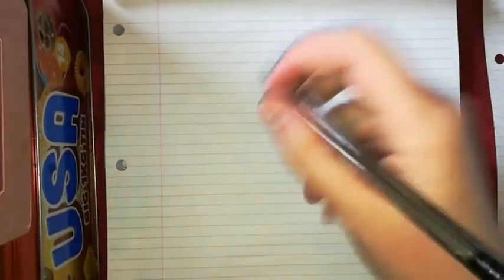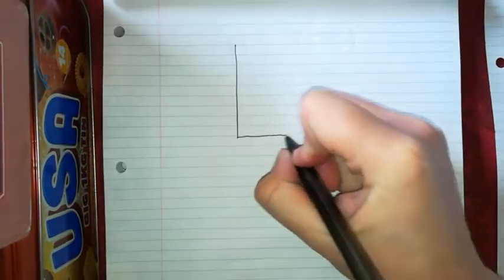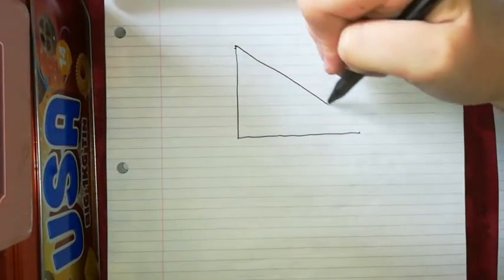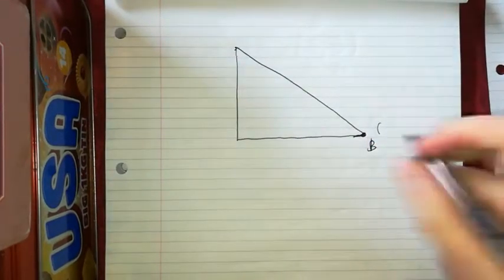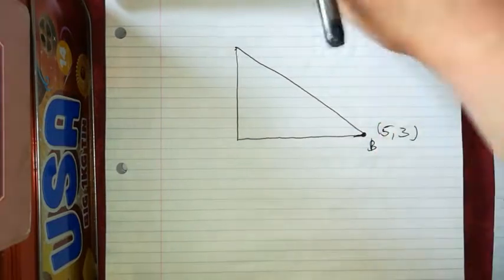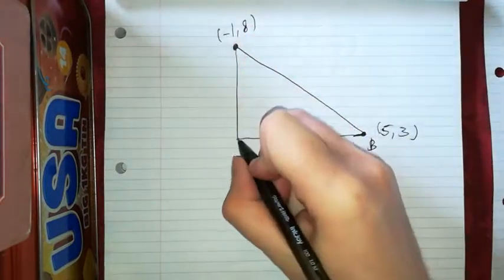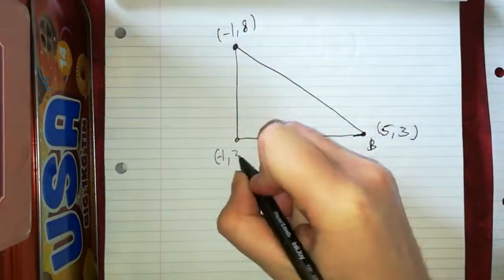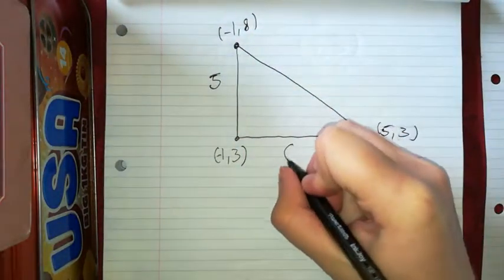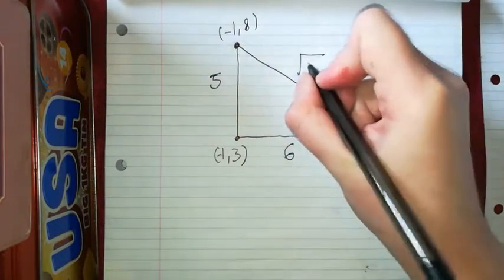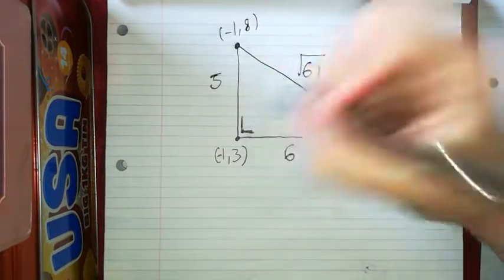So I'm just going to write the information that I've already got, so that I know about my triangle. So this point here is B, and that's 5, 3, and then C is -1, 8, and this point here is -1, 3. I've figured out that the length of this is 5, the length of this is 6, and then the length of this is square root of 61. And I can see that this here is a right angle, so that's going to be important as well.